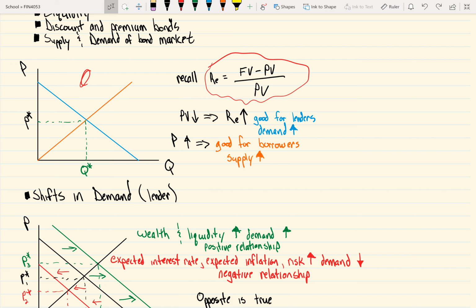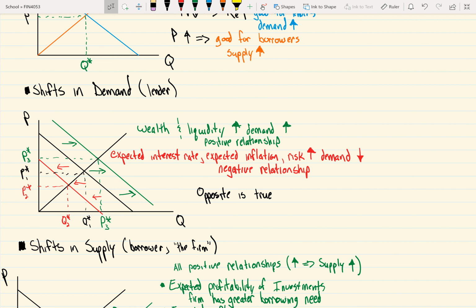And now for shifts in demand and supply, starting with demand, there are a few things that have a positive relationship and a few things that have a negative relationship with demand. So as wealth and liquidity of bonds increase, that is, if more investors are entering the market and they're trading, that means there's more people to trade them, liquidity goes up. And as wealth and liquidity go up, so does demand. And here you can see with the green line that the demand curve shifts to the right.